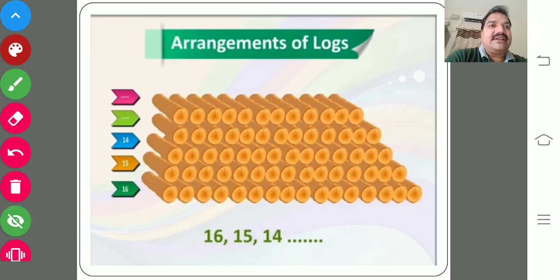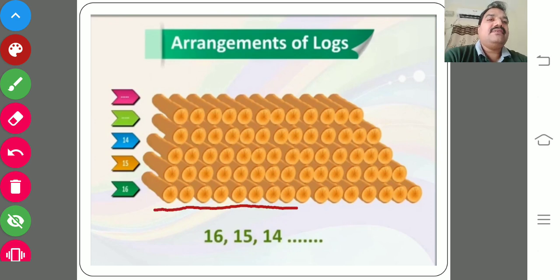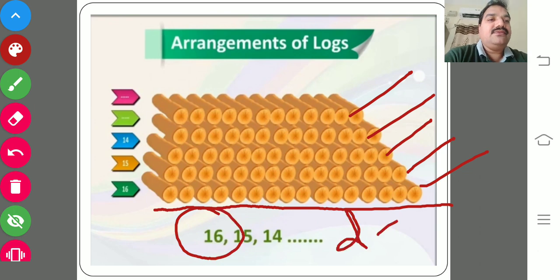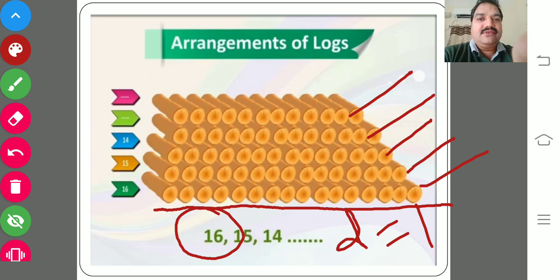Here this is an arrangement of logs. In the base row we arranged 16, the next one 15, the next 14, 13, 12. Automatically it decreases by 1 each time. You can say A equals 16 and D equals minus 1. You can easily guess the number of logs in the 7th row or 6th row. How will you guess? Let me tell you.